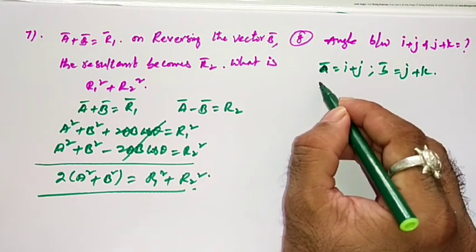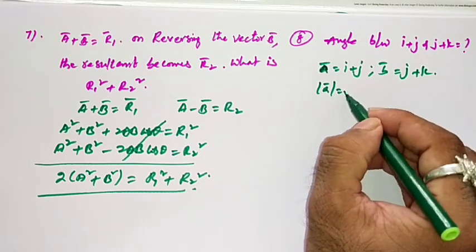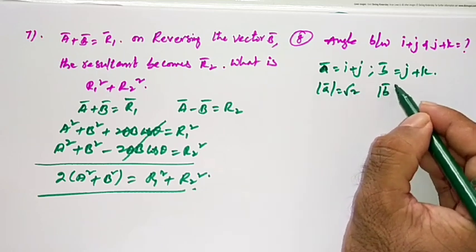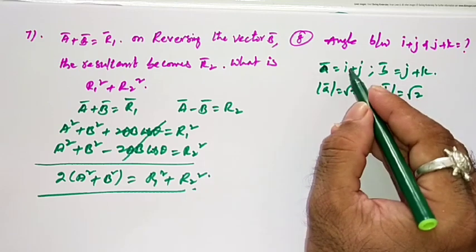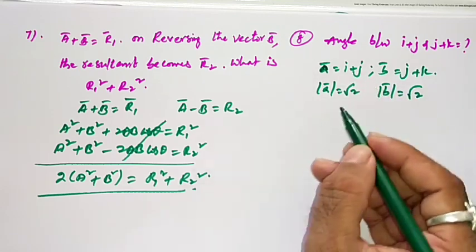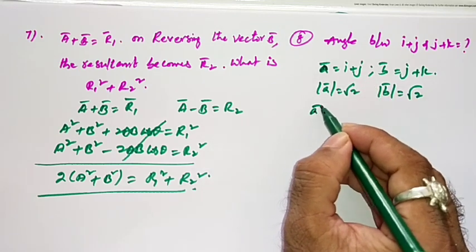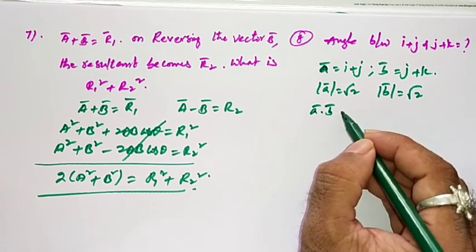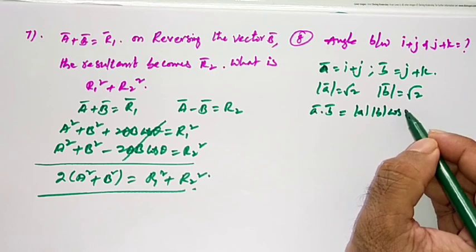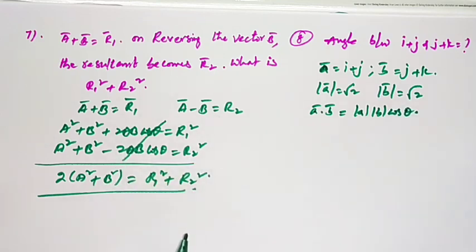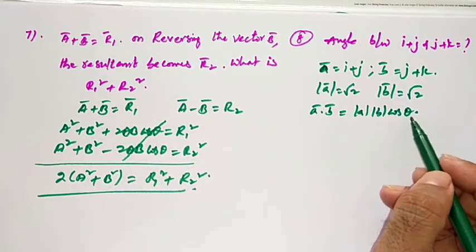Okay, here what is the magnitude of vector A? Root 2. What is the magnitude of vector B? Root 2. Root of 1 square plus 1 square, right? Okay, now I am calculating A dot B. That is equal to mod A mod B cos theta, right? So this theta I would like to calculate.